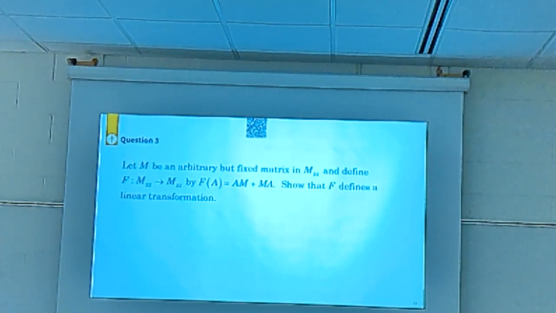AM and MA, are they the same? No, they're not. Not necessarily, right? They could be. And if I'm not mistaken, there's only one situation where they would be the same, and that's if they're inverses. But outside of that, remember, matrix multiplication is not commutative. Order does matter.